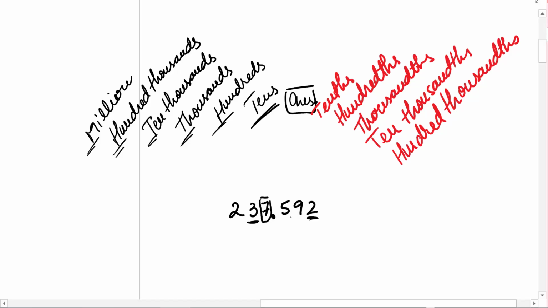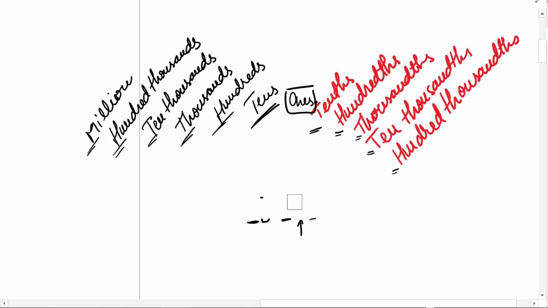Now, after the decimal point, this place here is called tenths. Then this place here, the second place after the decimal point, is called hundredths. And then thousandths, 10,000ths, 100,000ths.